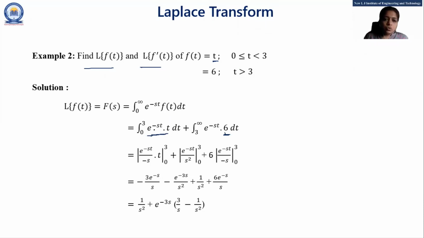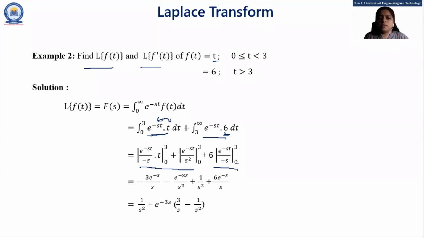t. So the t is there, right? So we'll apply the u into v formula. Integration of the first term is e raised to minus st upon minus s, keeping t the same, and minus e raised to minus st upon s square is there. So this is the integration of the first term, and this one is the integration of the second term, right?